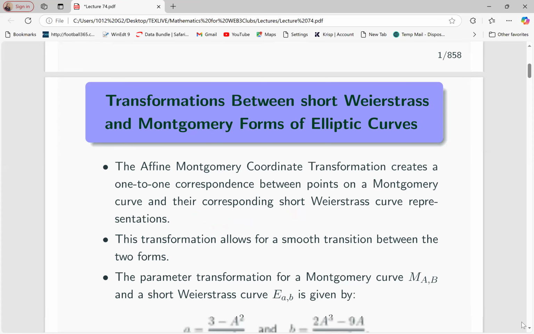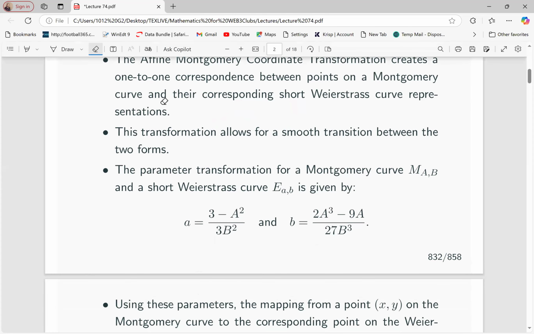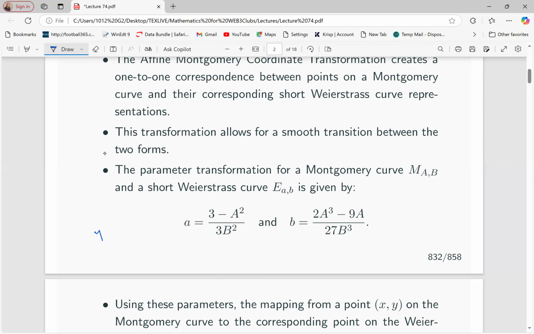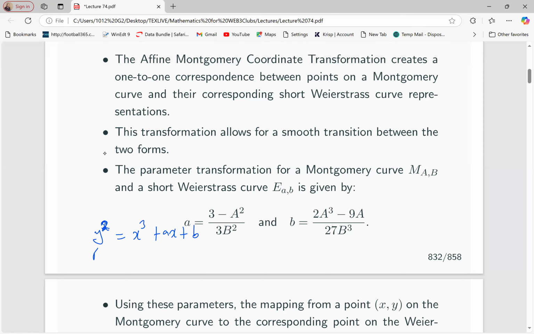So that is what we will be doing. We want to see how we transform. Of course, we saw the equations. The formula for short Weierstrass was y squared equals x cubed plus ax plus b. And the Montgomery one was by squared equals x cubed plus ax squared plus x.